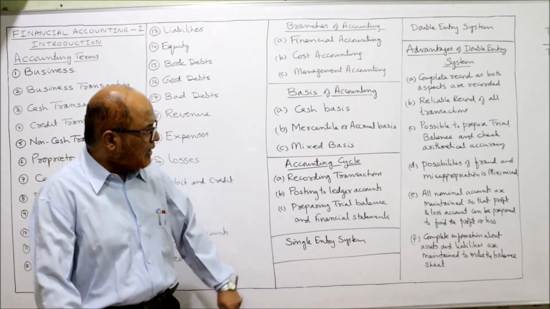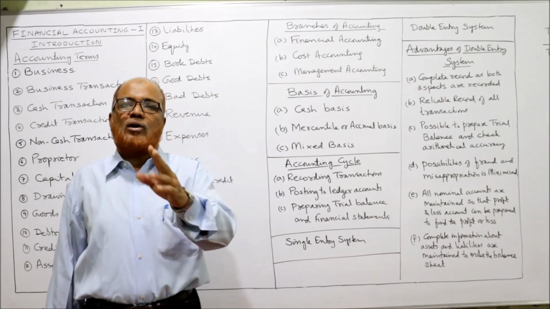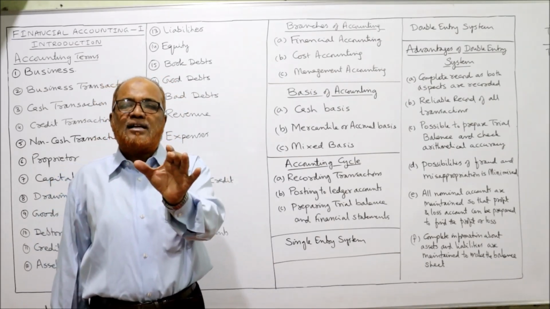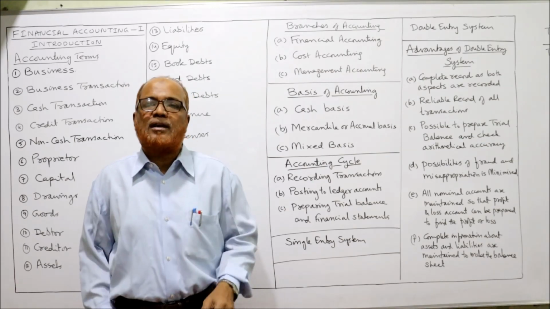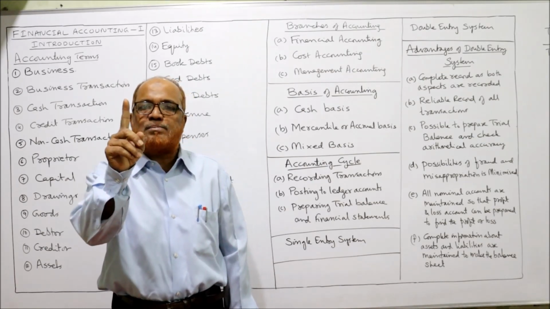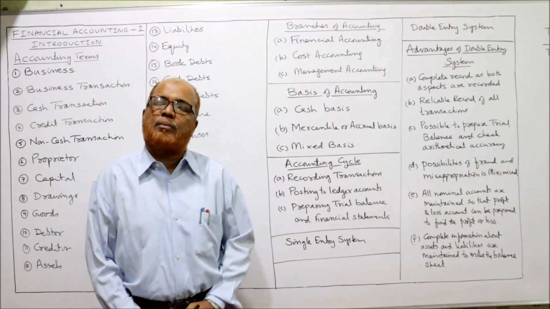That's it. Next, single entry system. There are two systems of accounting called single entry, double entry. Single entry system is called incomplete system of accounting. Why is it called incomplete? Because only one aspect of the transaction is recorded, the other aspect of the transaction will not be recorded.